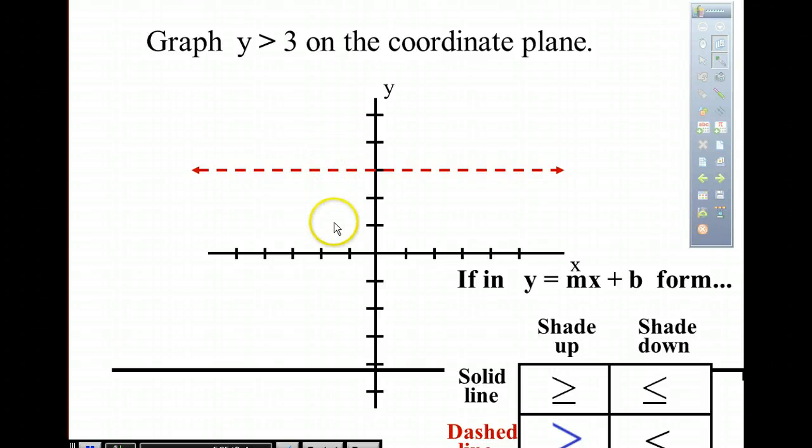Not going up, not going down. Shaded above, right? It's shaded up. It's greater than. So shaded above.